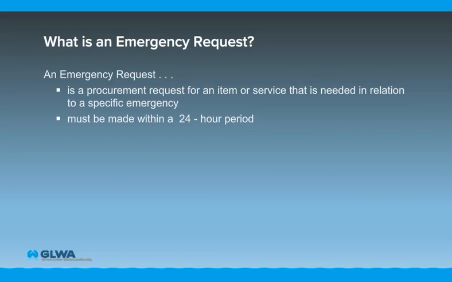In an emergent situation such as a water main break or some other catastrophic event, an emergency request can be initiated via an email sent to the appropriate GLWA authority. These goods or services must be directly related to the emergency. To initiate an emergency request, you will need to complete a requisition. The guidelines state the request must be made within a 24-hour period of the emergency event.